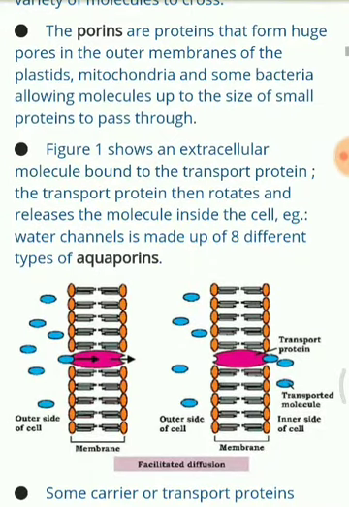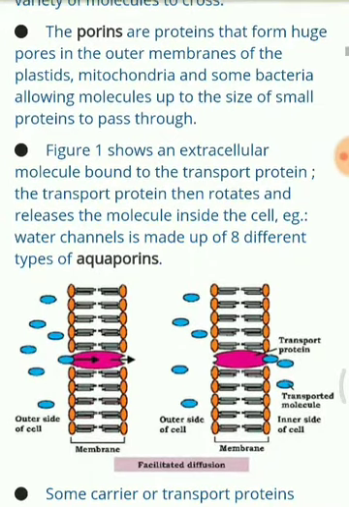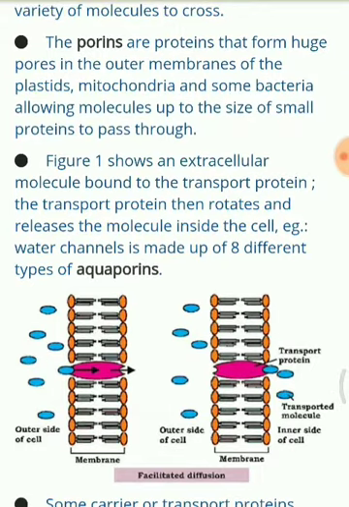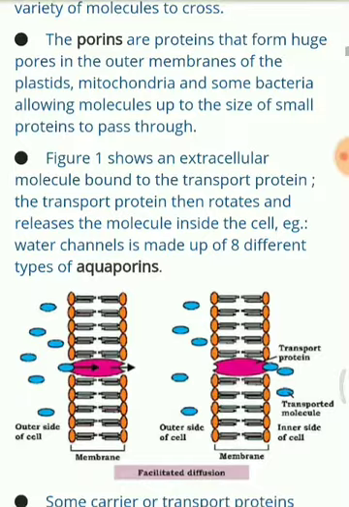Figure 1 shows an extracellular molecule bound to the transport protein. The transport protein then rotates to release the molecule inside the cell. Example: the water channel is made up of eight different types of aquaporins.